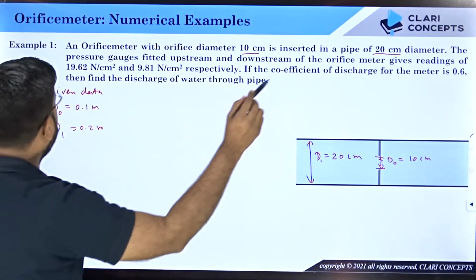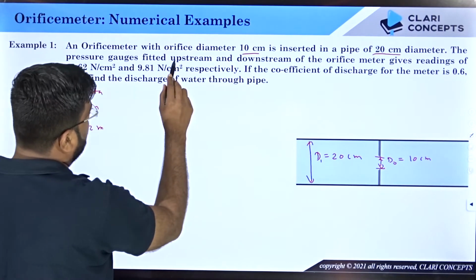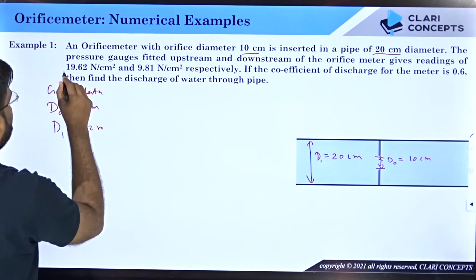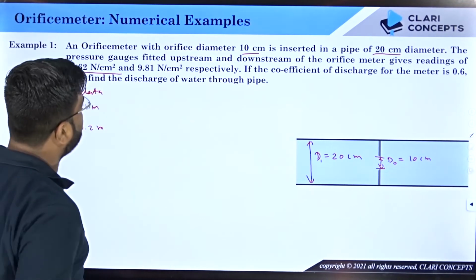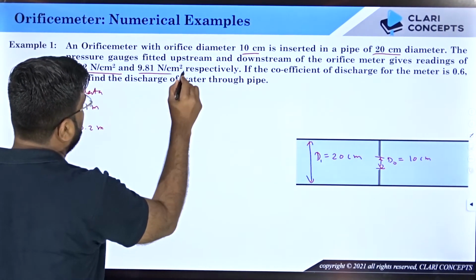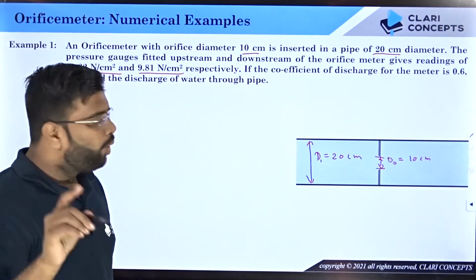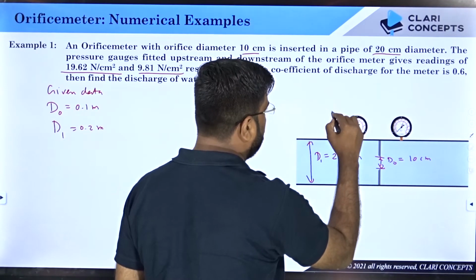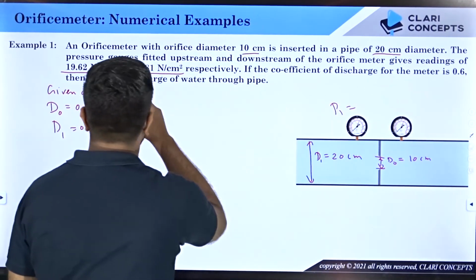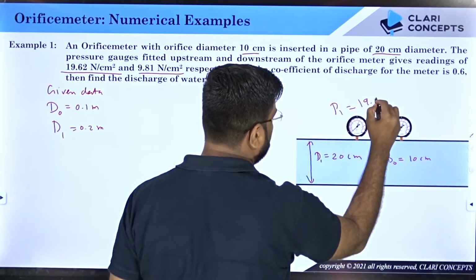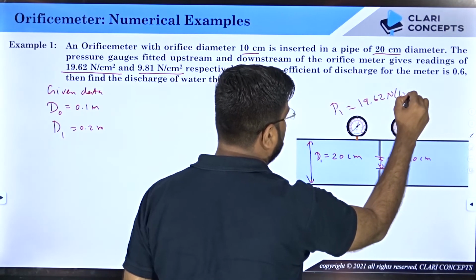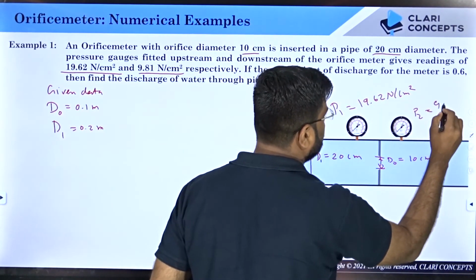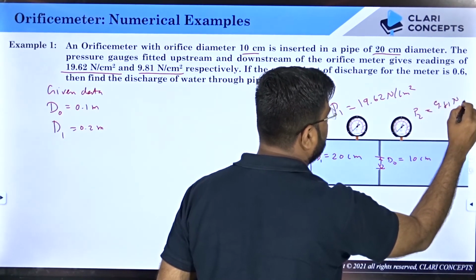Okay. The pressure gauges fitted upstream and downstream of the orifice meter give the reading of 19.62 Newton per centimeter square and 9.81 Newton per centimeter square respectively. What does it mean? They have mounted two pressure gauges, and this pressure gauge P1 is showing you the value of 19.62 Newton per centimeter square and P2 is showing you the value of 9.81 Newton per centimeter square.